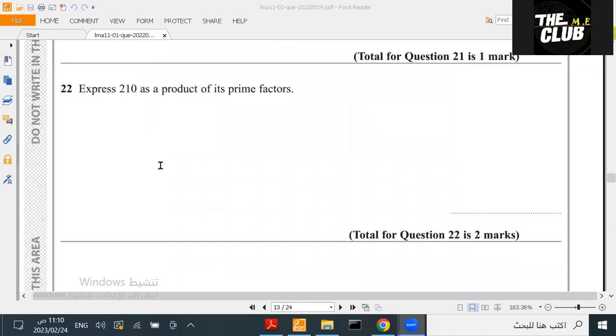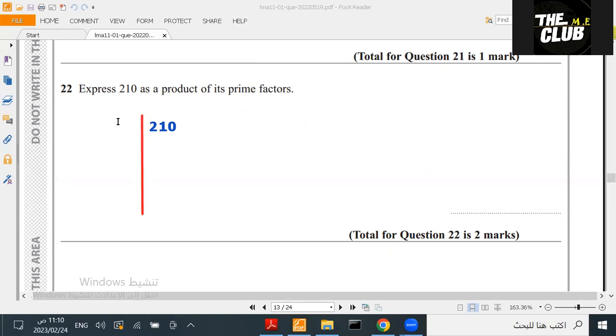Question 22. Express 210 as a product of its prime factors. Focus, when it says prime factors, it means I'm going to take the number here, 210. Let's make it blue and small. 210, I want to divide it into its prime factors. I can do it that way. 210. Make a line.